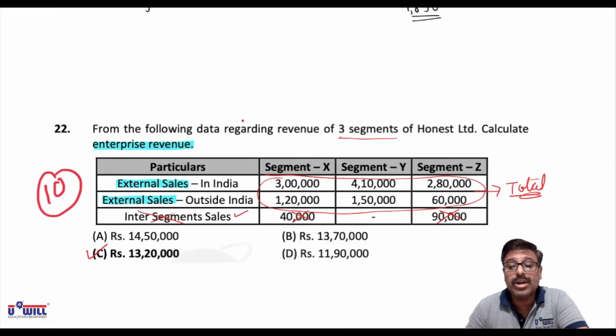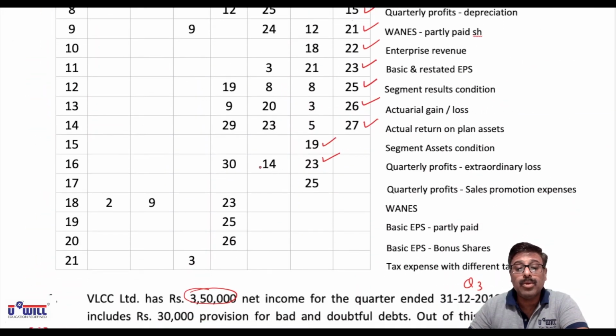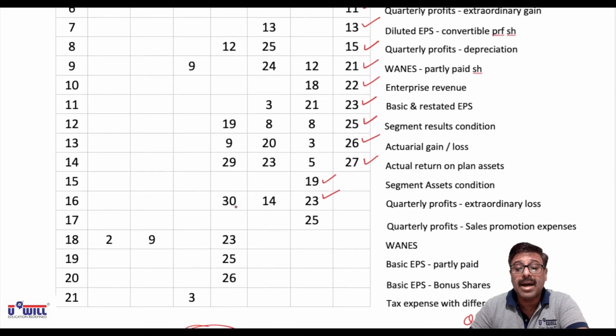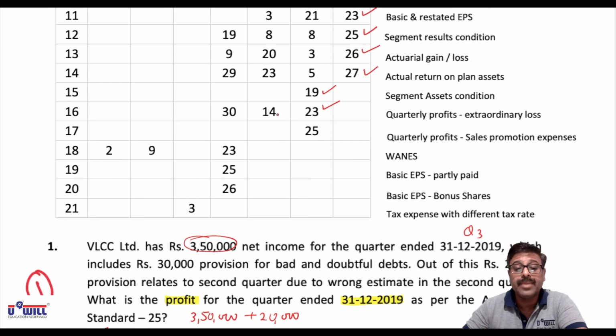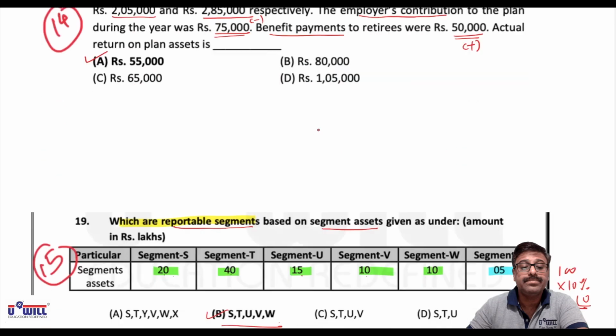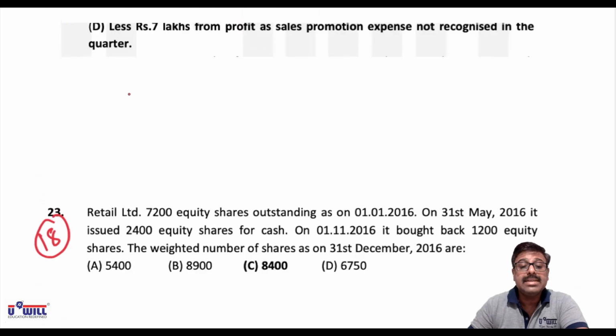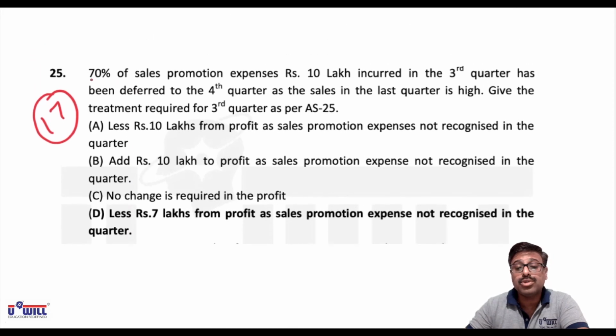Similar to this extraordinary loss, you all have questions. So you all can try February 2017's question 30 and March 2018's question 14 on your own. Now 17th variety of question, look at 25th question of March 2019. 70% of sales promotion expense of rupees 10 lakhs incurred in third quarter has been deferred to the fourth quarter as sales in the last quarter is high. Give the treatment for third quarter.